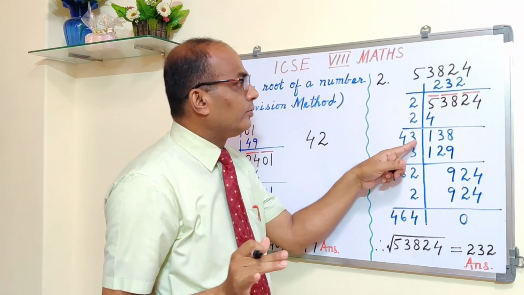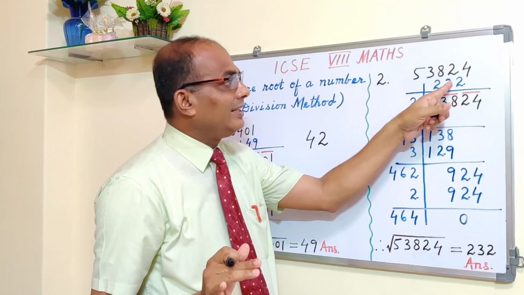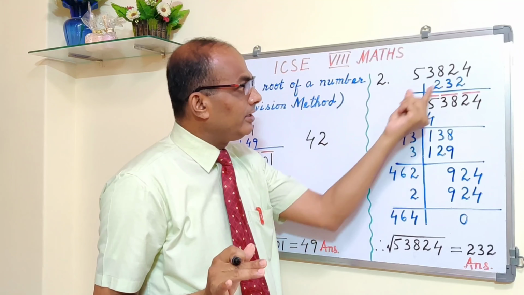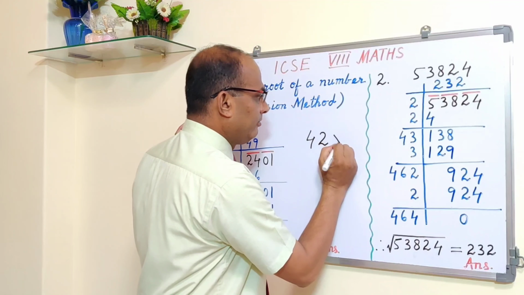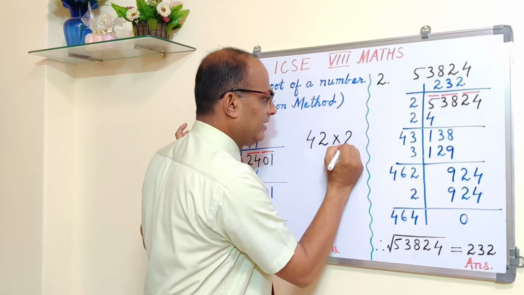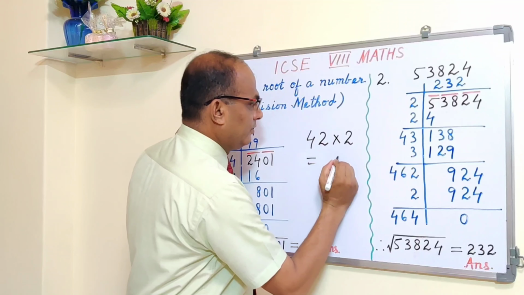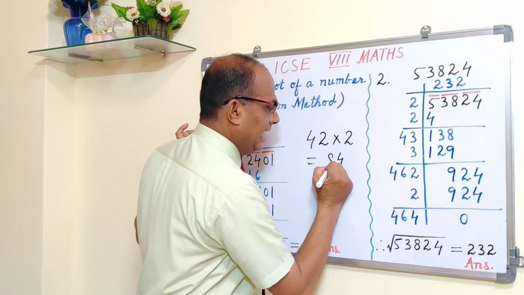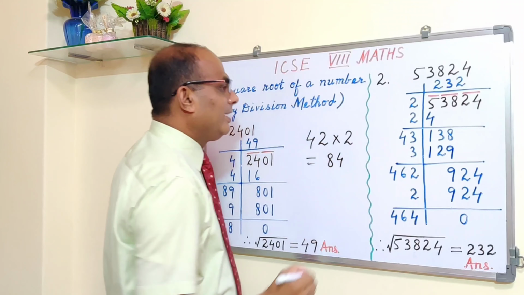Suppose you are taking 2, so the same 2 you have to write down here also, and then you multiply this 42. Now 42, because you are writing 2, so 42 multiplied by 2. When you multiply 42 by 2, how much are you getting? Let us check. 2 4s are 8, so you are getting 84. And now let us try by 3 also.